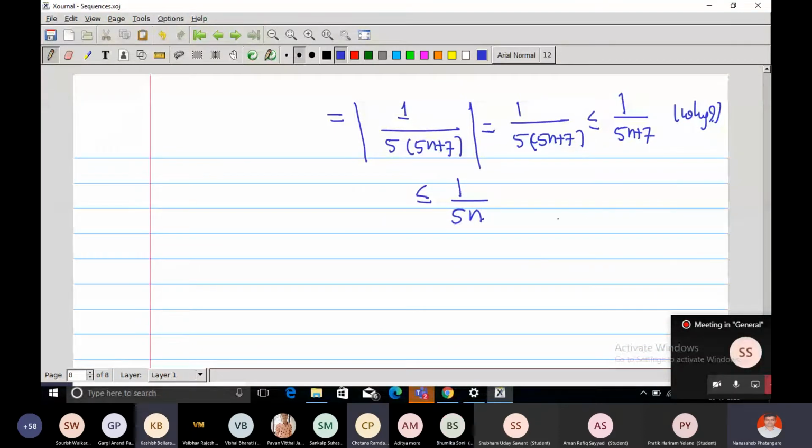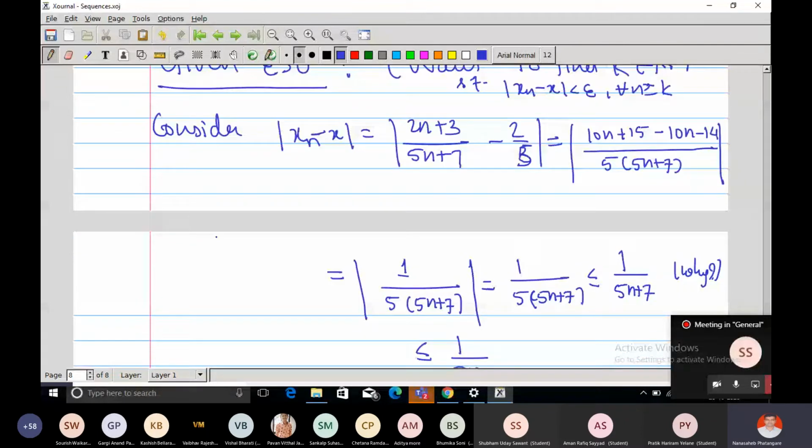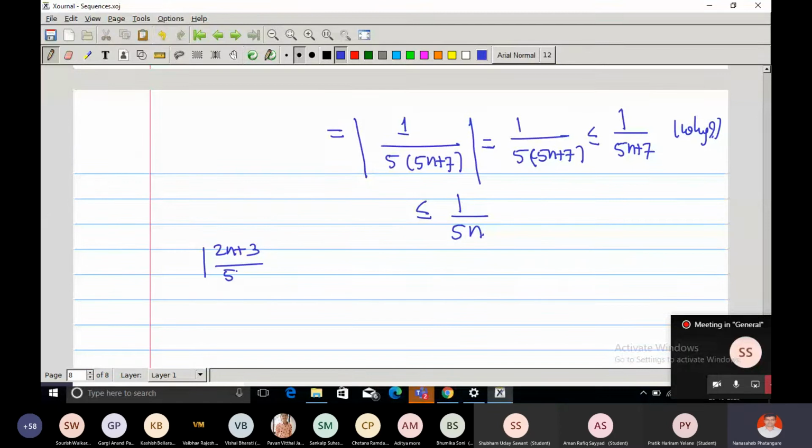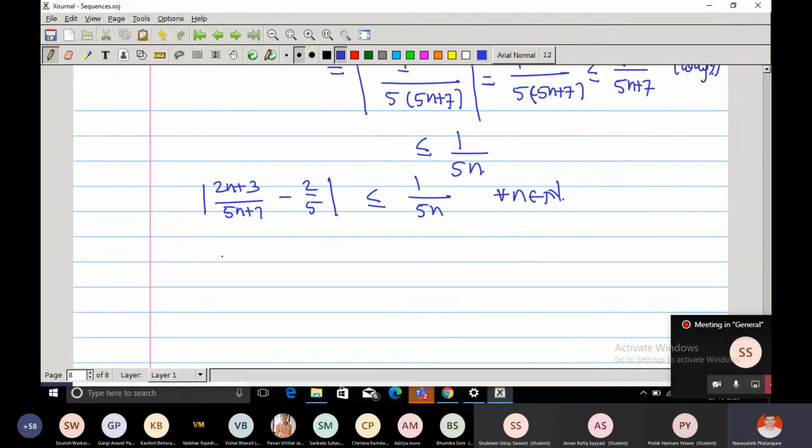So what we started with, (2n plus 3) upon (5n plus 7) minus 2 by 5, we came to the conclusion that this quantity is less than or equal to 1 upon 5n. This is true for all natural numbers, no matter which natural number you select. Our ultimate aim is to make this quantity less than epsilon, but right now we don't know for what values of n it is less than epsilon. So this would be less than epsilon if 1 upon 5n is less than epsilon. Logically, is it clear what I am saying?